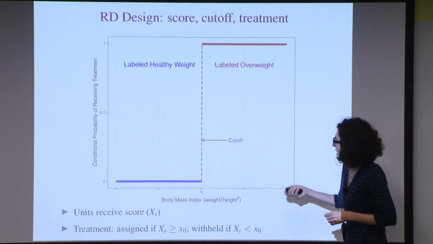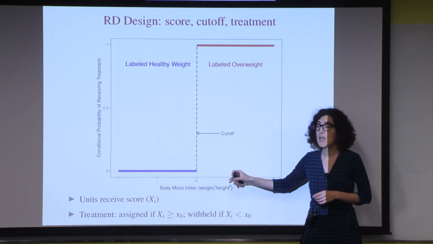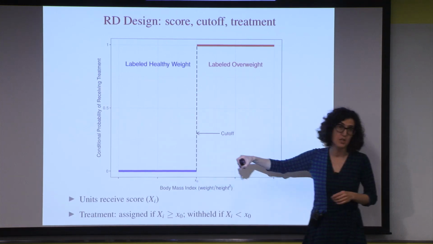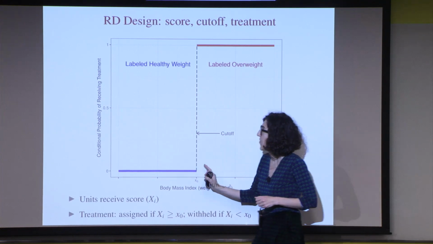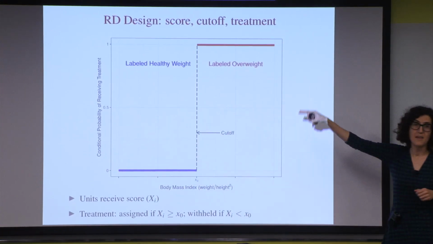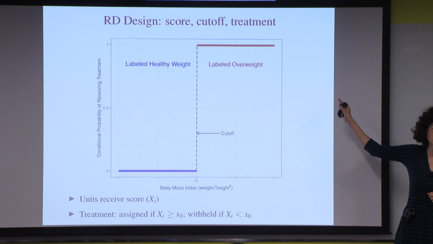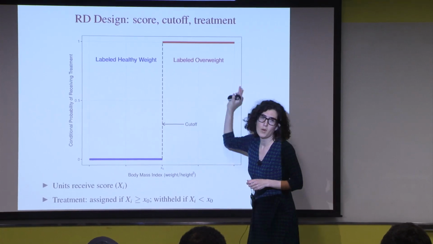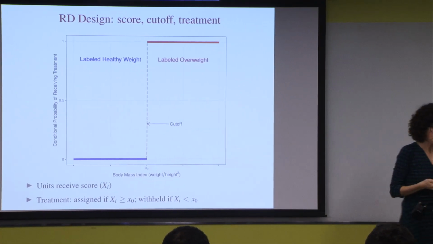So what you see here is that having this rule in the treatment assignment creates an abrupt change in the probability of receiving treatment. If you're below the cutoff, your probability of receiving treatment is 0. If you're above the cutoff, your probability of receiving treatment, in this case, is 1. And this is called a sharp RD. It could be less than 1, but we're going to focus on the case where it's 1.